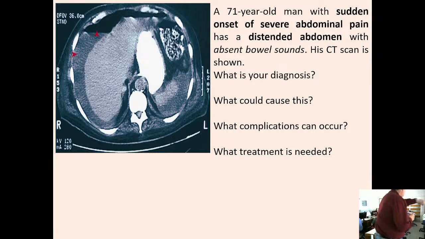What's the problem in this scan? We see the liver. You all see the liver? What do you see there between the liver and the abdominal wall? What is that? Fluid. How do we call the fluid accumulation in the peritoneal cavity? Ascites. What do you think of ascites?